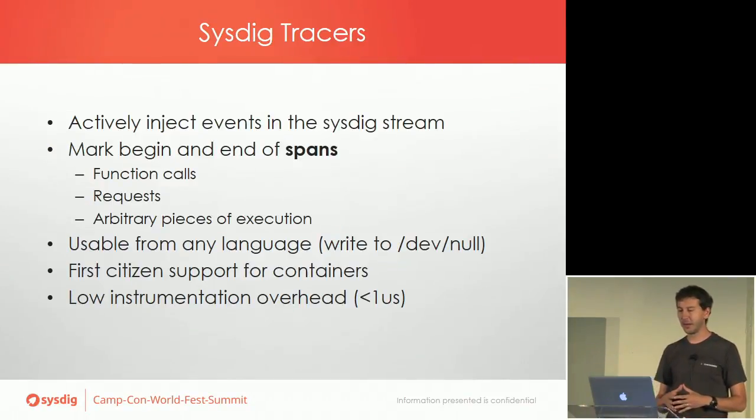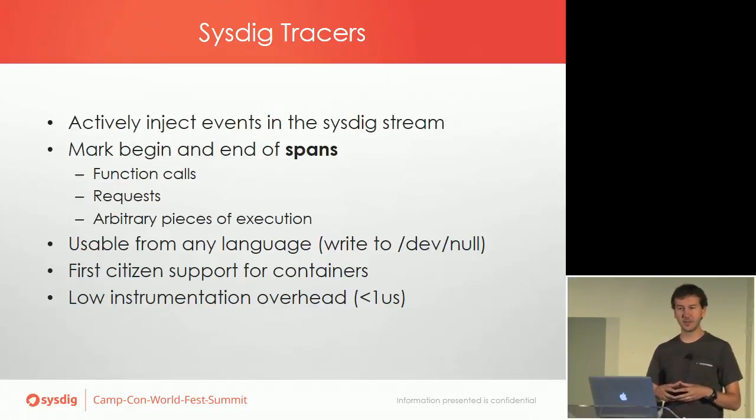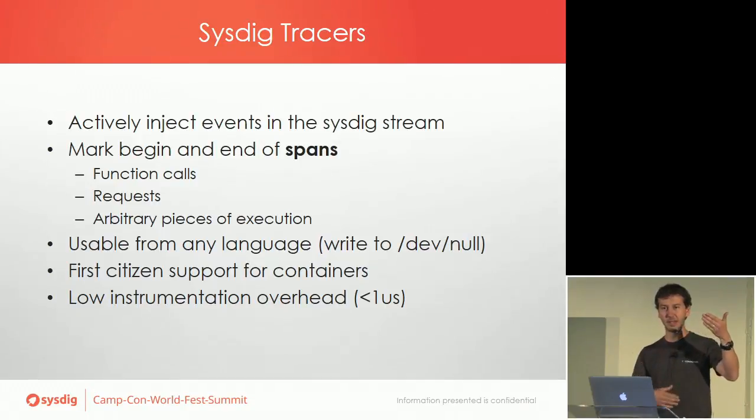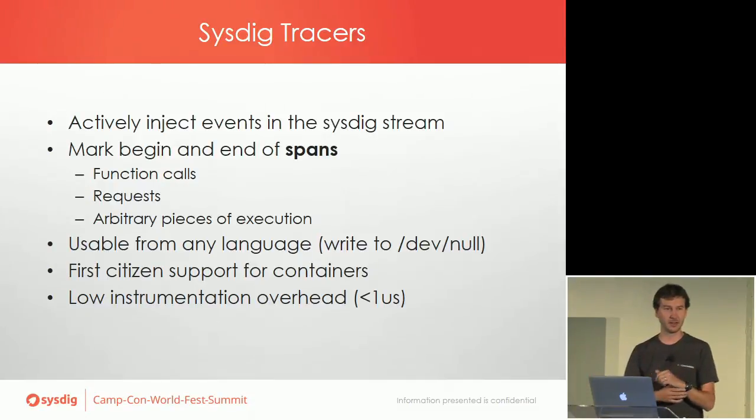Sysdig tracers are a way to actively inject events inside the stream. These events can be used to mark the beginning and the end of what we call spans. So through tracers, you can essentially mark the beginning of something and the end of something. What something means is arbitrary, because it's inside your code or your scripts. But examples of what you can convert into spans are function calls, requests, or any arbitrary piece of execution inside your code. Tracers are usable from any language.